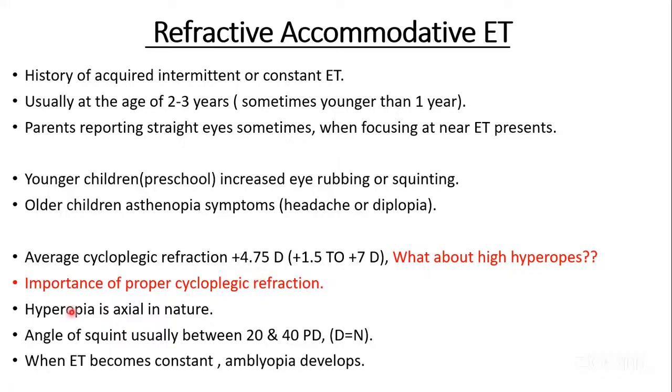So usually a patient with refractive accommodative esotropia will have hyperopia. Angle of squint is usually between 20 and 40 prism diopter. Distance and near deviation are equal or within 10 prism diopter. And when esotropia becomes constant, amblyopia develops, especially with unmaintained fixation in one of the eyes.